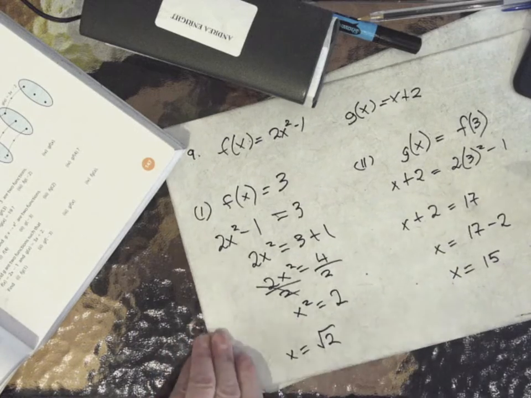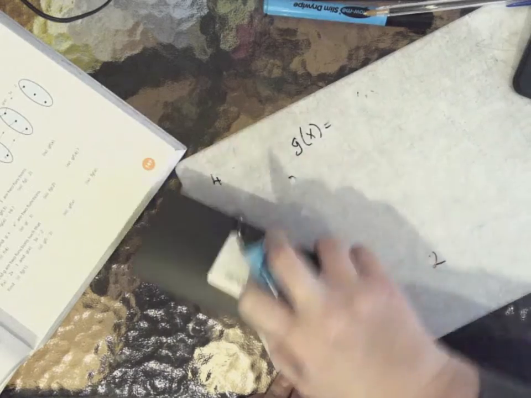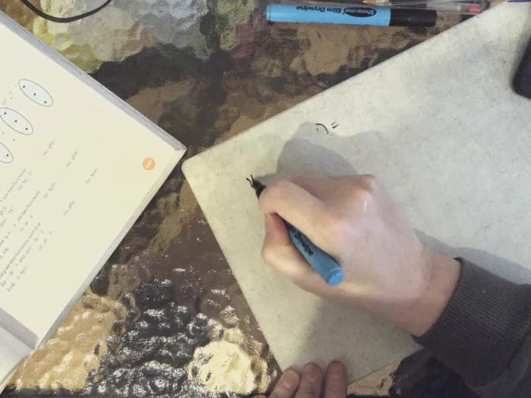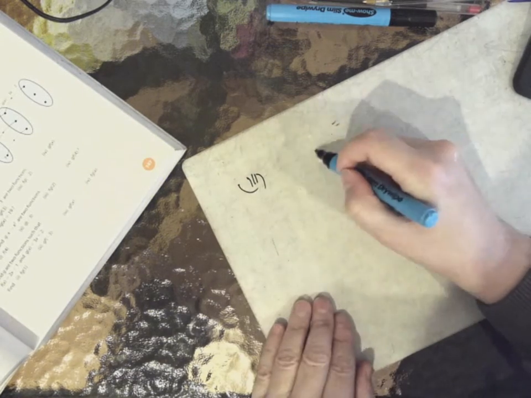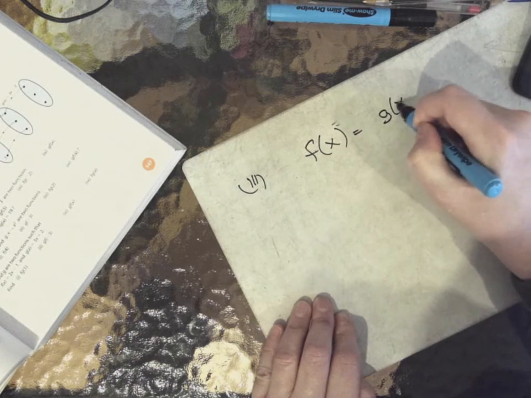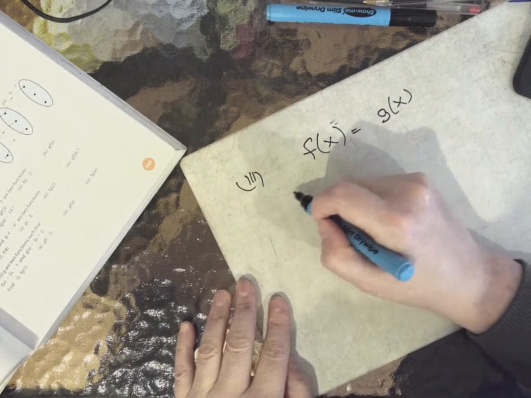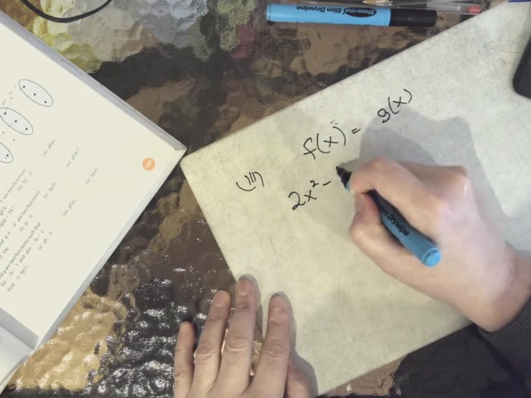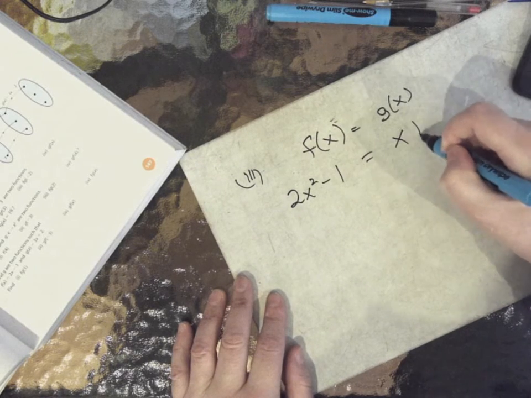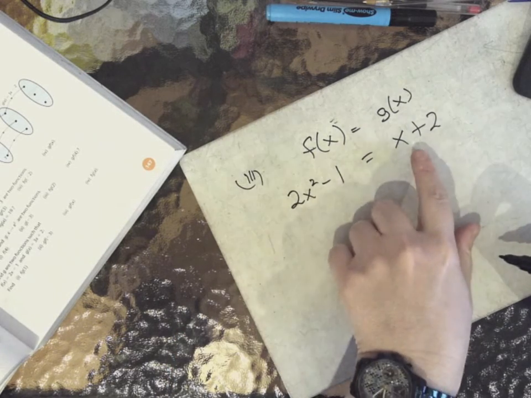Right, and then part 3 of question 9. Part 3 of question 9 reads, f of x equals g of x. Okay, so that just means f of x is 2x squared minus 1. You don't know what to put in for x, they haven't told you. g of x is x plus 2. Again, you don't know what to put in for x. And basically you're solving. Now this one has an x squared term, an x term and a number.